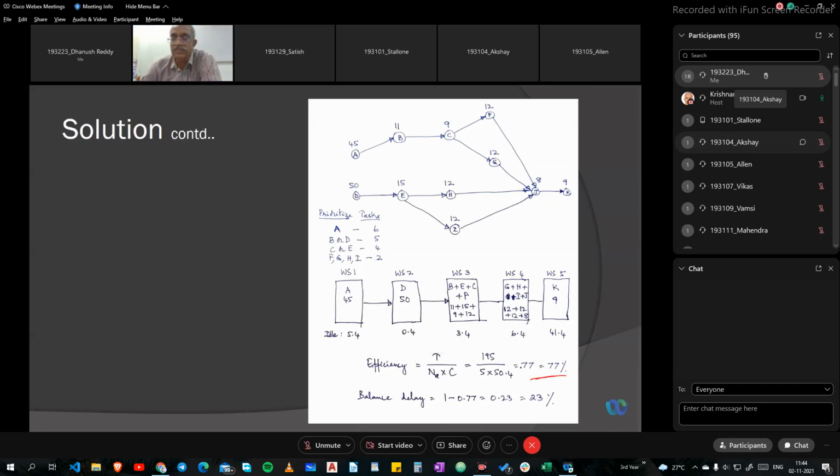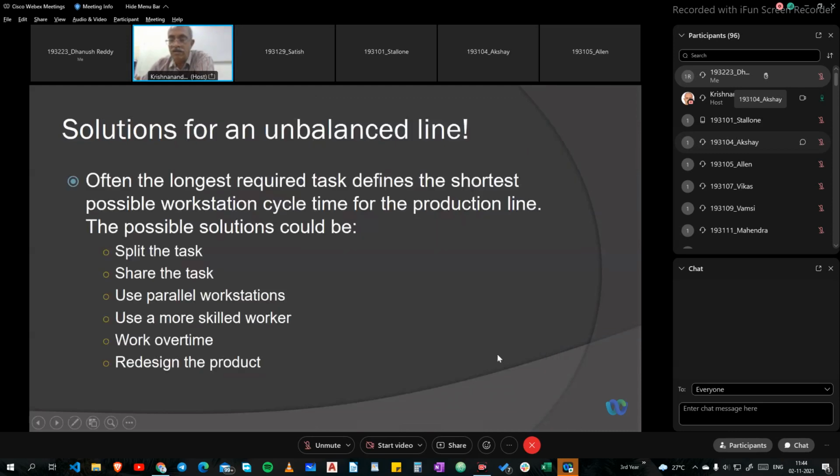So this is how we ended up doing this, and how we try to improve the balance. Anyway, we will come to that before we finish up this.